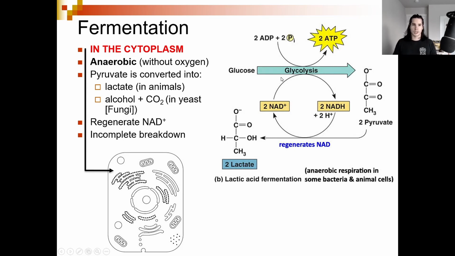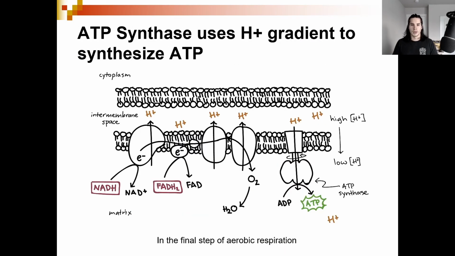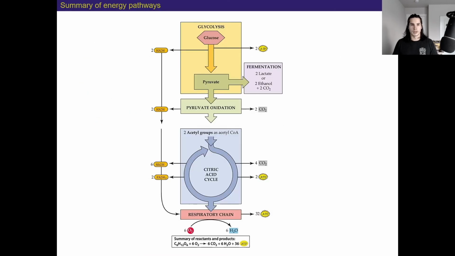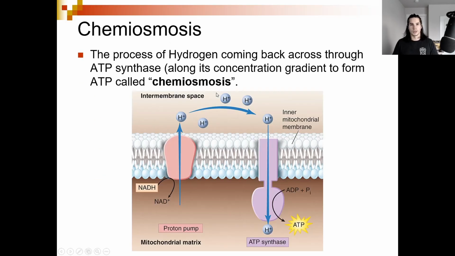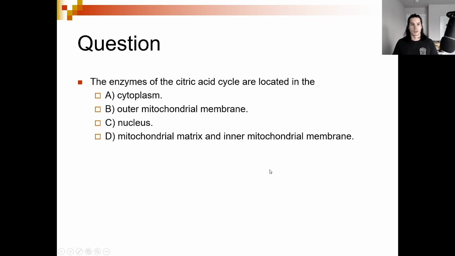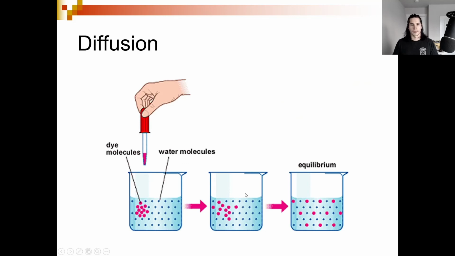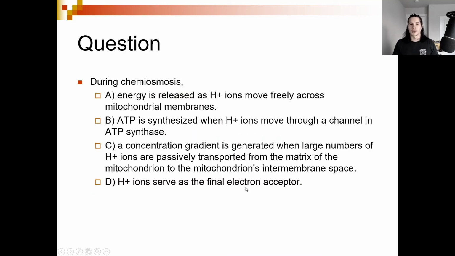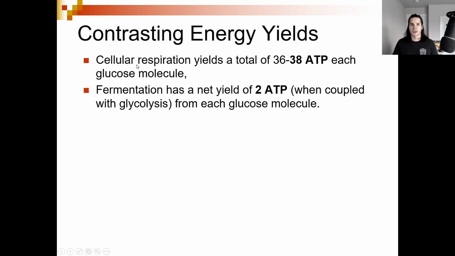So fermentation coupled with glycolysis yields you 2 net ATP, whereas if you were to undergo aerobic respiration, you're getting a total of 32 to 38 ATP, depending on the conditions of the cell. So fermentation coupled with glycolysis has a net yield of 2 ATP with glycolysis.